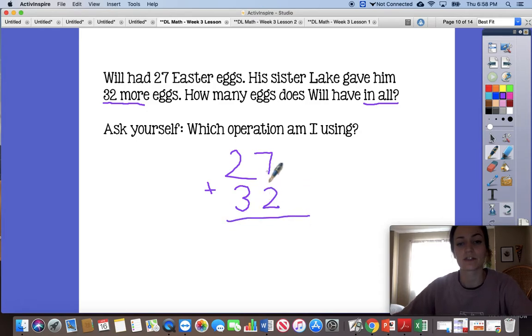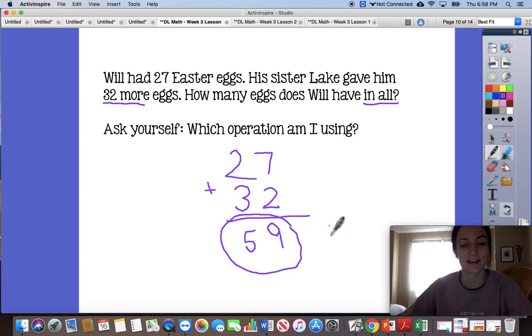Add my ones first, 7, 8, 9. 2 tens plus 3 tens is 5 tens. So Will has 59 eggs in all. Okay, so hopefully that made sense. Let's look at another one.